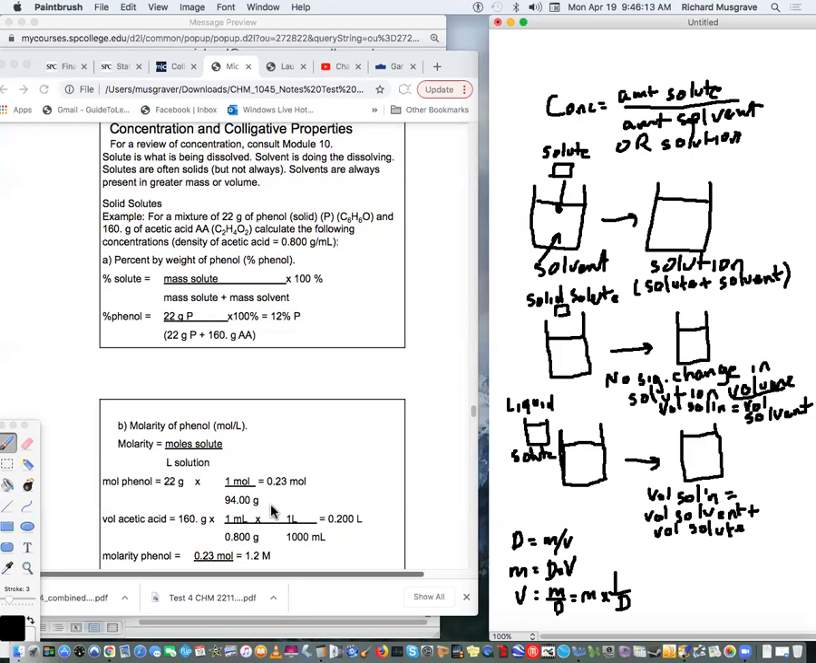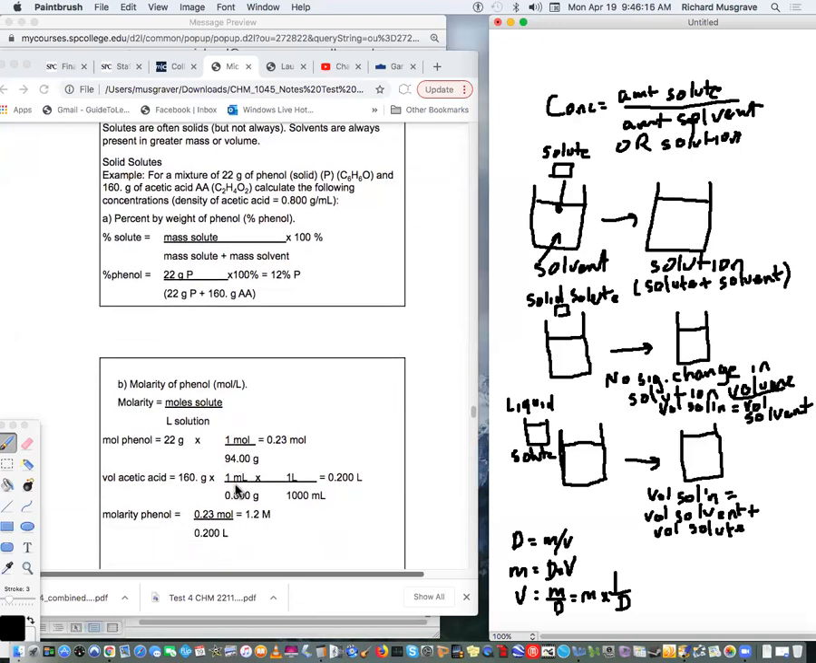So I take those two and I divide them into each other, the moles divided by the volume, and that gives me the molarity. The molarity, big M, is equivalent to moles per liter.